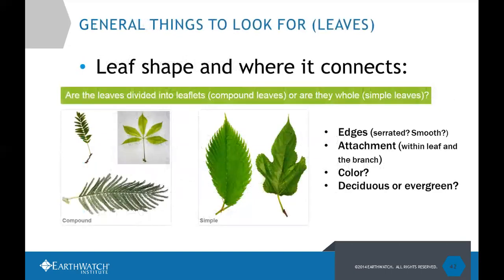Another thing to look for is that a major way you identify trees is by the leaf. Leaf shape and where it connects is really important, so pay attention and get a really close look at those leaves.